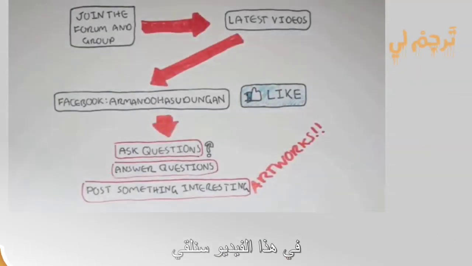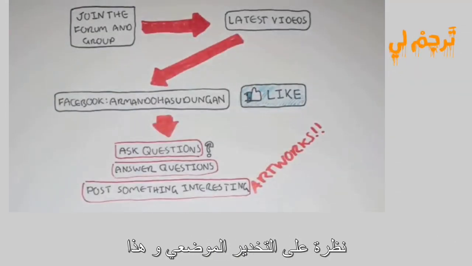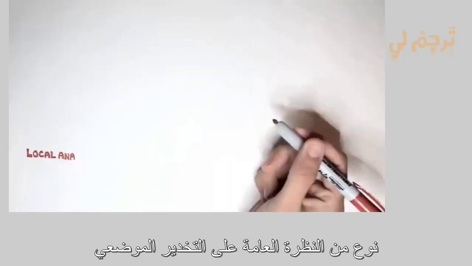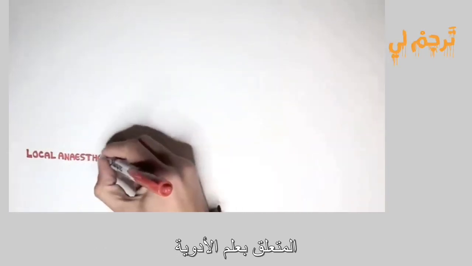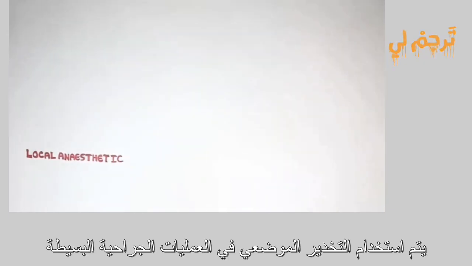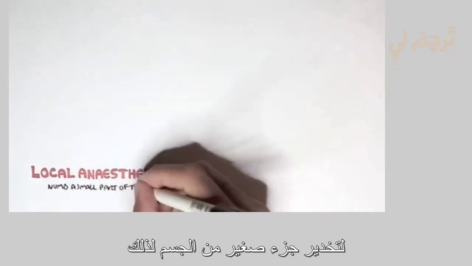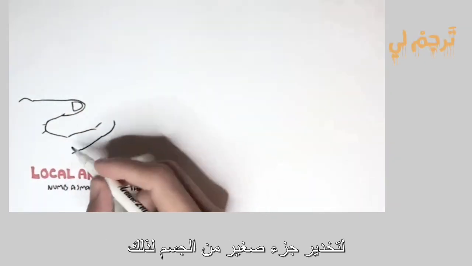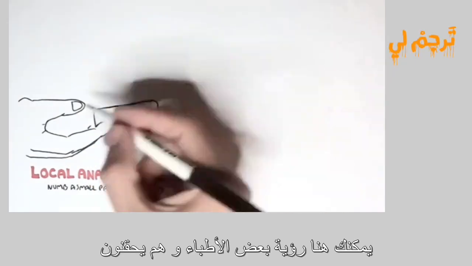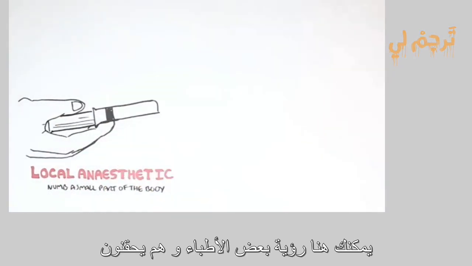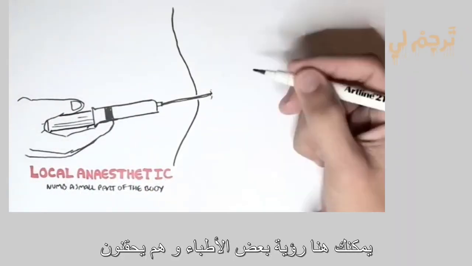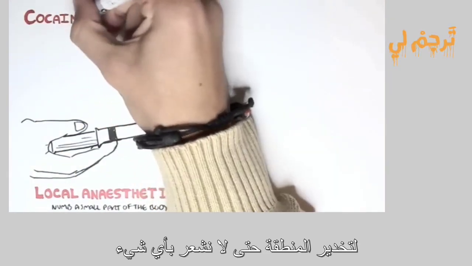In this video, we're going to look at local anesthetics, and this is an overview on local anesthetics to do with pharmacology. Now, local anesthetics are used in minor surgery to numb a small part of the body. So here you can see a doctor injecting a local anesthetic into the body to numb the area so we can't feel anything.